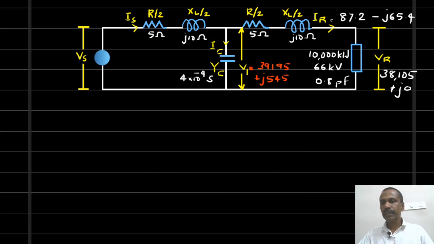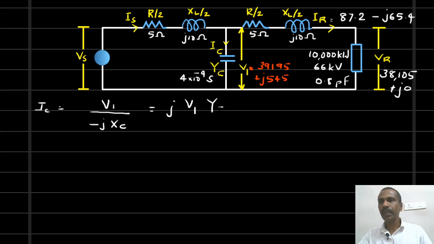Now we will find out this IC, the current flowing through the capacitor. IC is the current flowing through this capacitor, that is equal to voltage by reactance. Reactance of the capacitor is minus JXC. It is equal to 1 by minus J equals J. V1 into 1 by XC can be written as the capacitive admittance. The inverse of capacitive reactance is capacitive admittance.